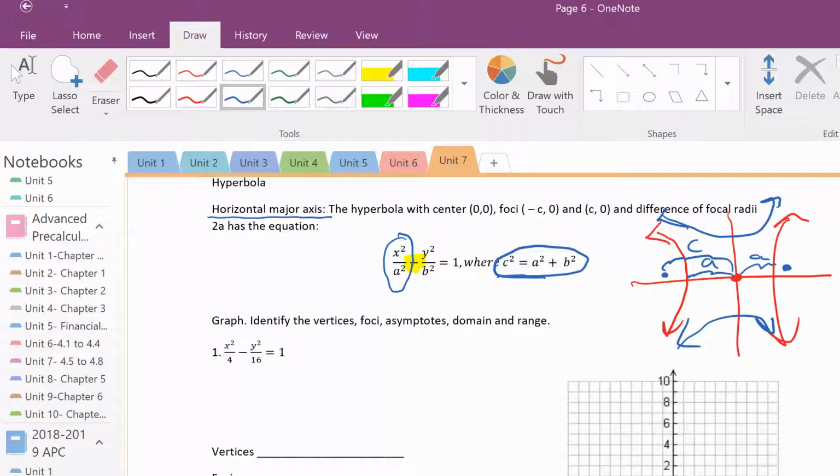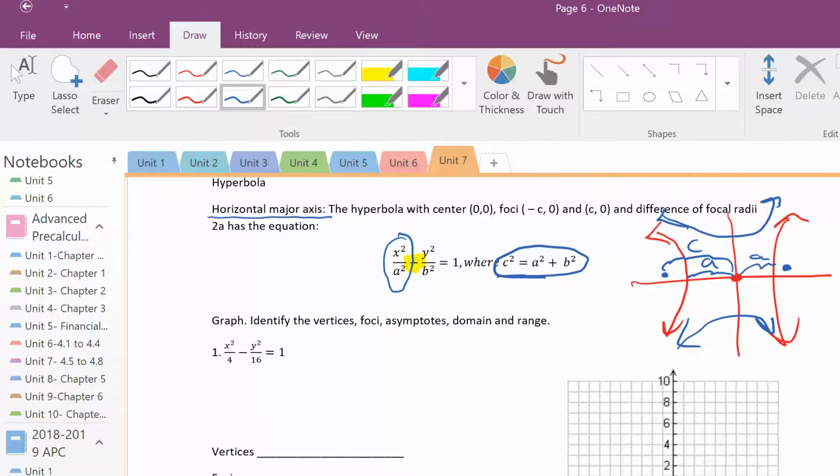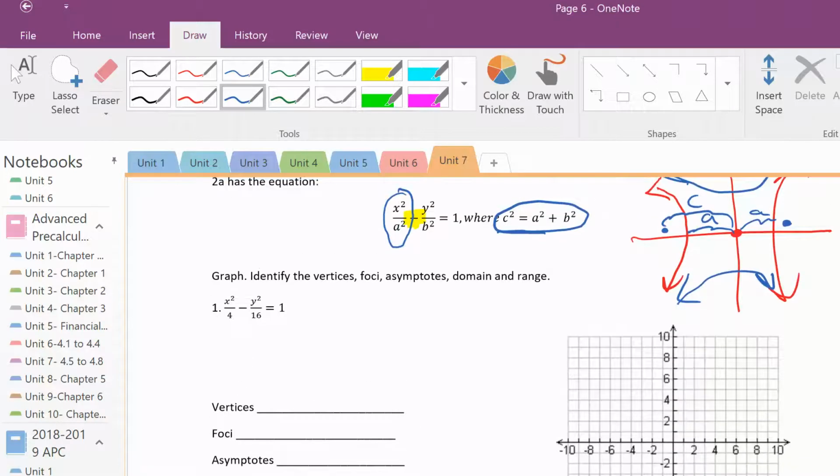So we'll first look at when the center is the origin. So right here, the center is 0, 0. So the center is right here. And we know it's horizontal because x squared comes first. So a squared is equal to 4. That means a is equal to 2. So that means you go 2 to the left and 2 to the right, and those are your vertices.